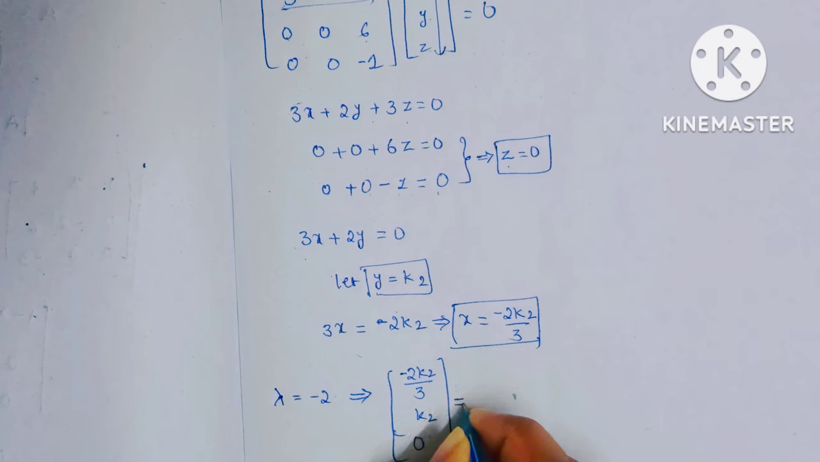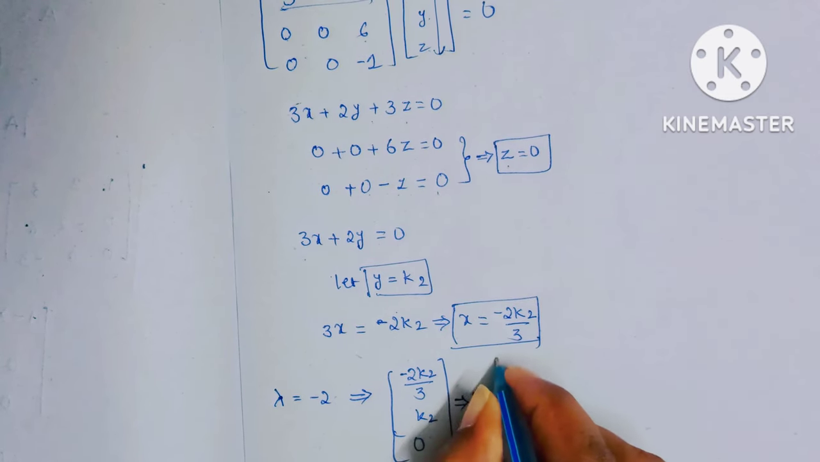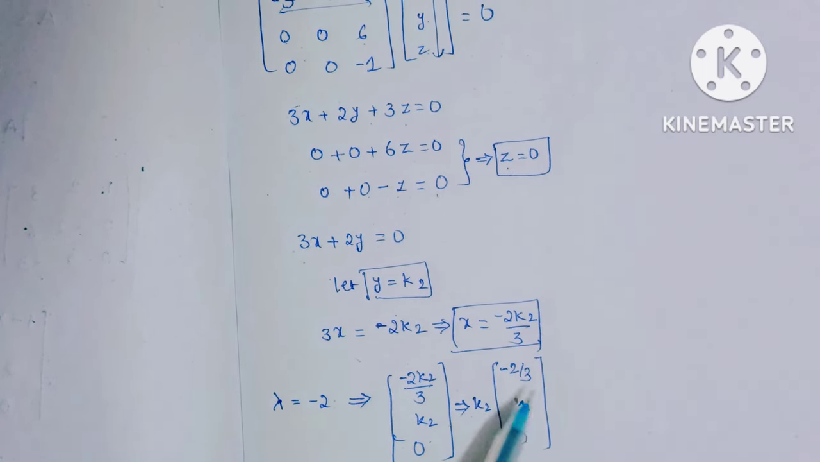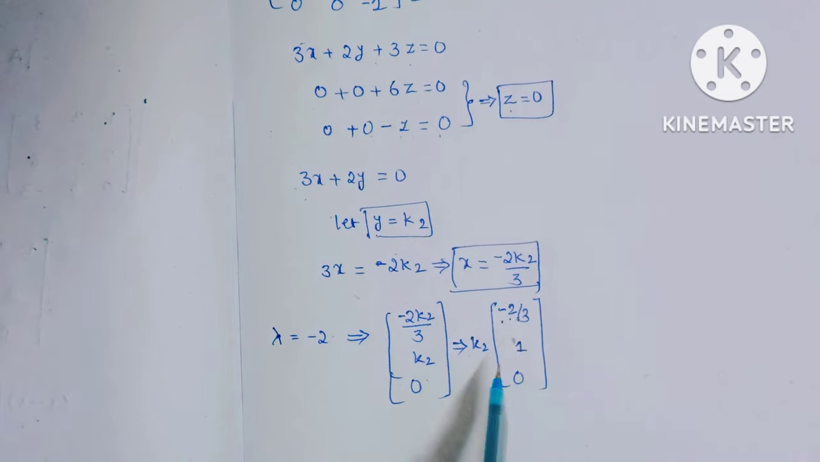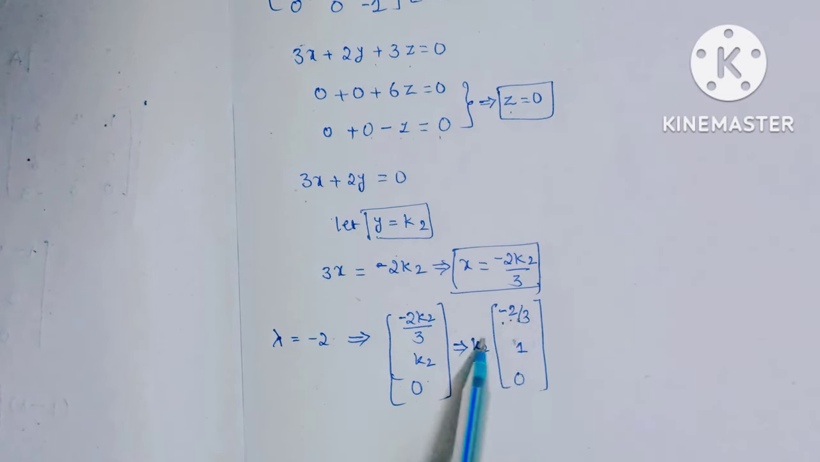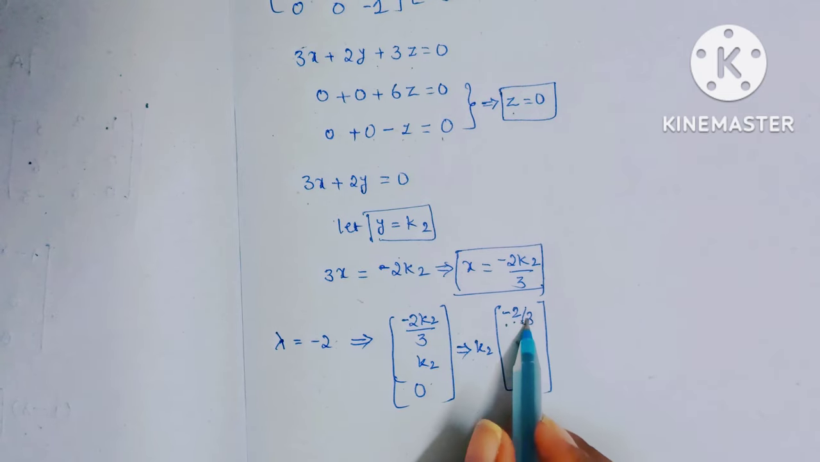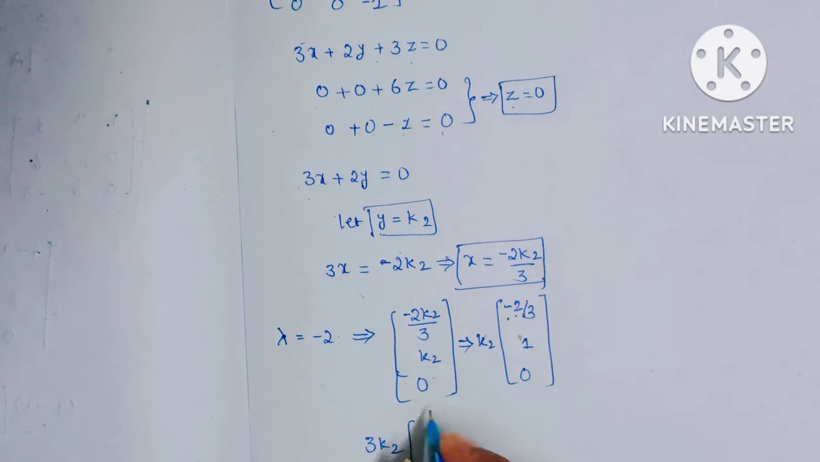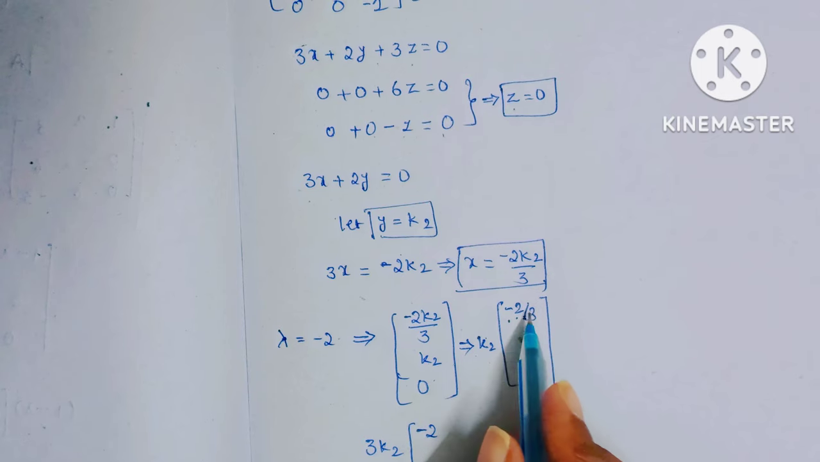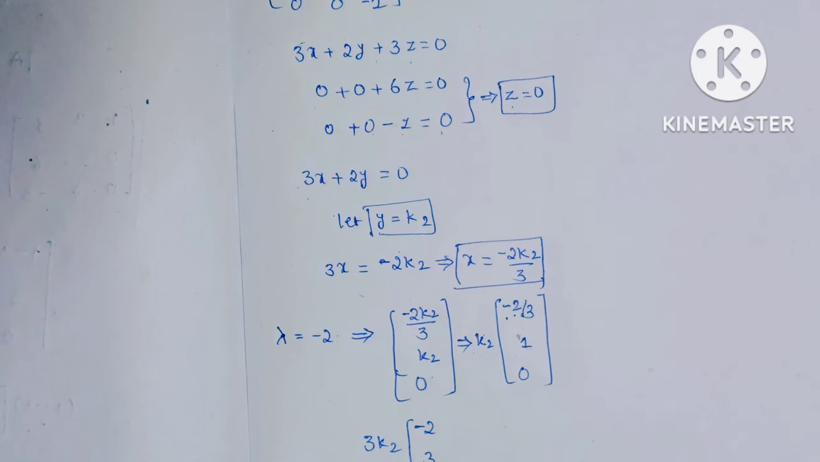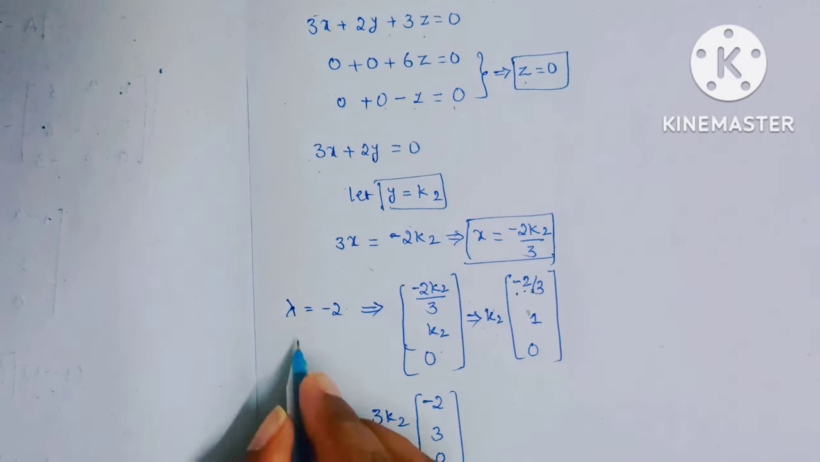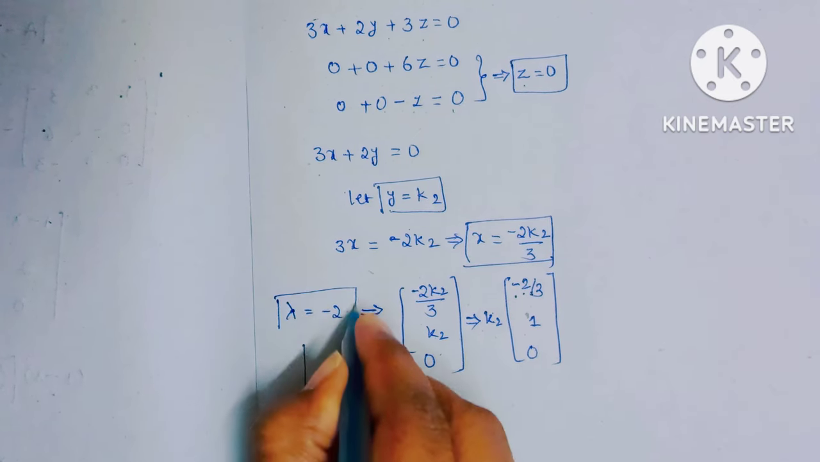So this is the eigenvector. By taking k2 as common, here we can write minus 2 by 3, 1, 0. If you don't want this 3 as the denominator, you can assume k2 as 3, or we can take 3 common here. So 3k2 into minus 2, here we are just multiplying with 3. That's it. So here 3, and 3 into 0 is 0. So we are getting this. This is the eigenvector for a given eigenvalue.